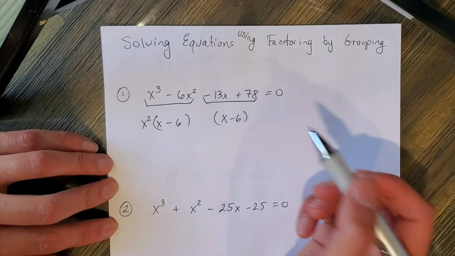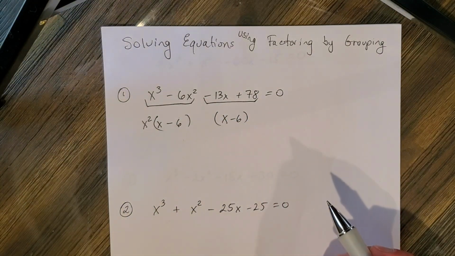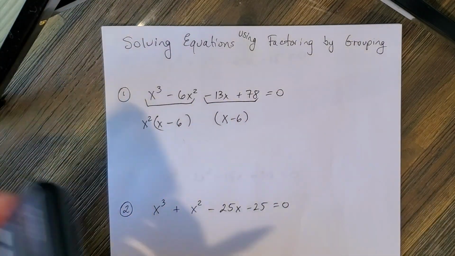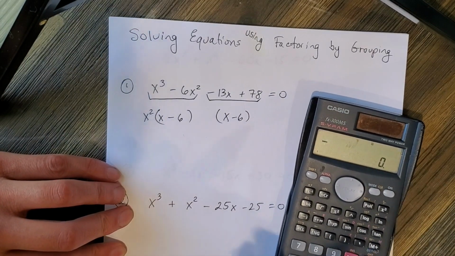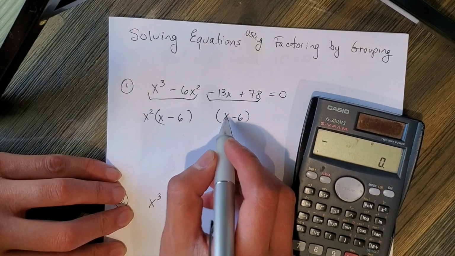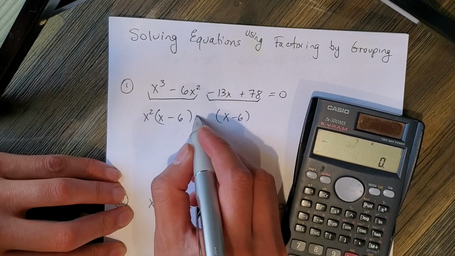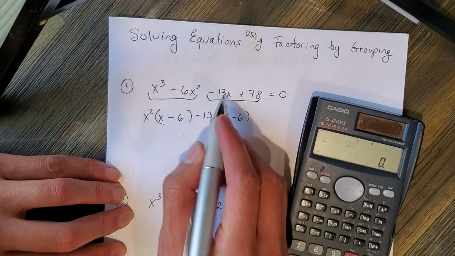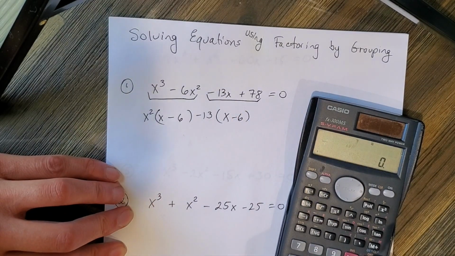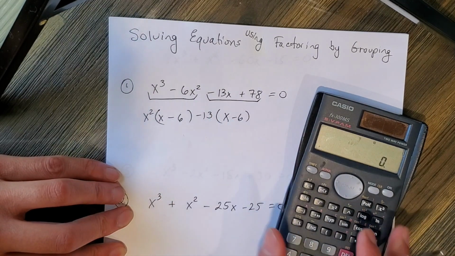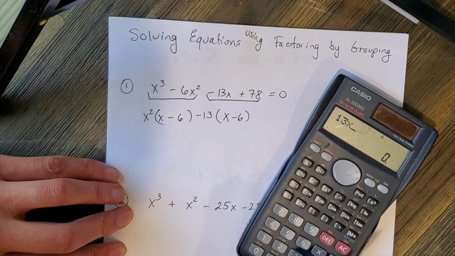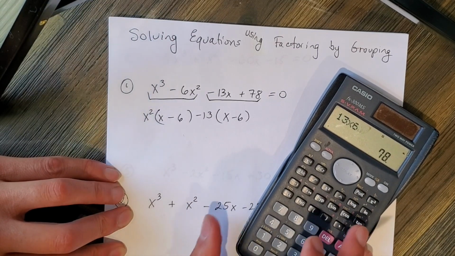Well, let's go ahead and get our calculator. And let's go ahead and, well, notice here I factor out an x. So if I factor out an x, that means I need a negative 13 here. Okay, so negative 13 times x will give me the negative 13x. And let's double check to make sure that negative 13 times negative 6, or just do 13 times 6 to make sure that's 78. Yes.